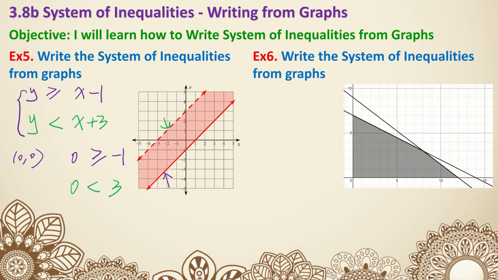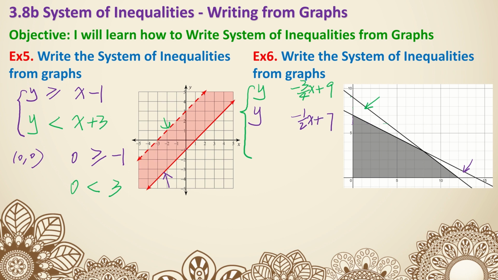Example 6. Let's start with this line. That line has a y-intercept at 9. And the slope is down 3/4, so it's a negative 3/4 x plus 9. And then the other one, y on the left side. The other one is this one. Okay, y-intercept is at 7, and it's down 1/2, so it's negative 1/2 x plus 7.